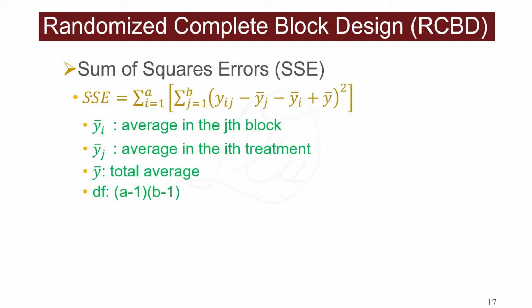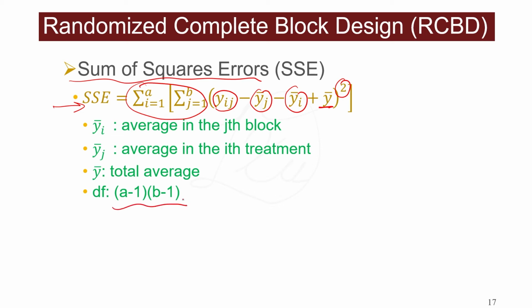The sum of squares error is calculated using this equation. For each observation, you subtract the corresponding block average and treatment average, and add the total average. Square the result and add them all up. The degree of freedom is A minus 1 by B minus 1. That is the number of treatments minus 1 by the number of blocks minus 1.